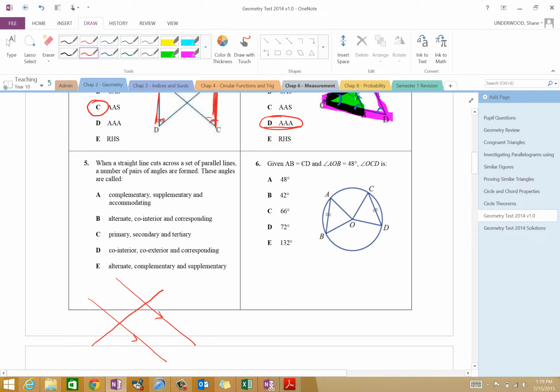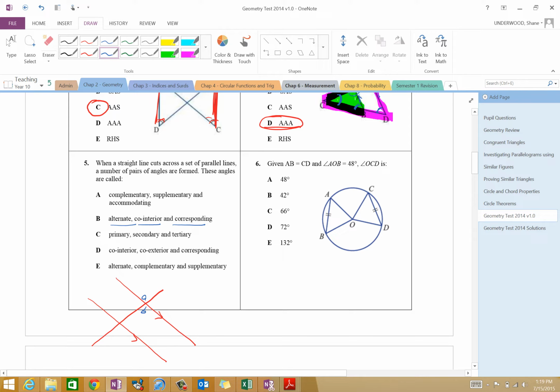A number of pairs of angles are formed. These pairs are called what? What are these pairs of angles called? If I had A and I had B here. Alternate, co-interior, corresponding. Thank you. Alternate, co-interior and corresponding is the answer.